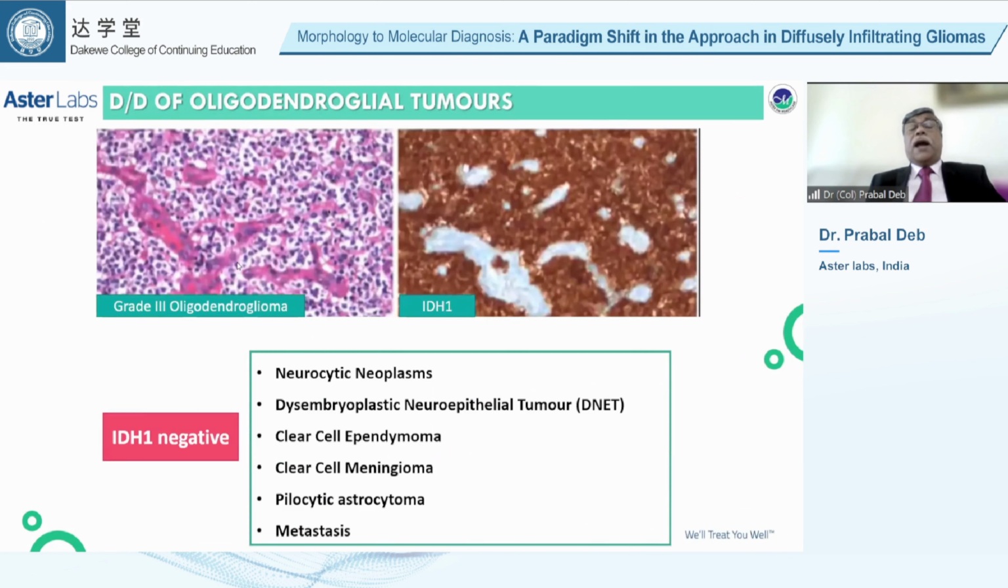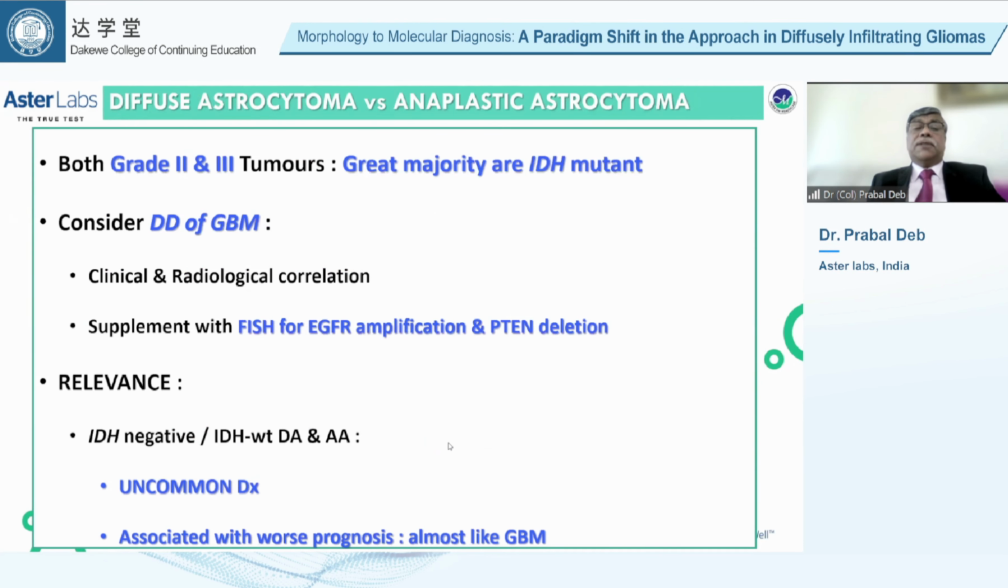In oligodendroglial tumors, these clear cell tumors also can be IDH1 positive. And how is it important in our day-to-day practice? The IDH1 negative clear cell tumors are neurocytic neoplasms, DNET, clear cell ependymoma, clear cell meningioma, various metastases, and the list actually becomes endless.